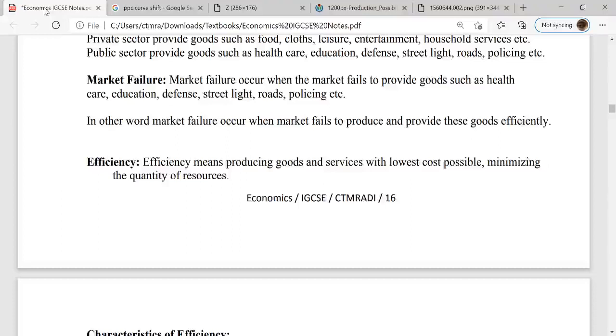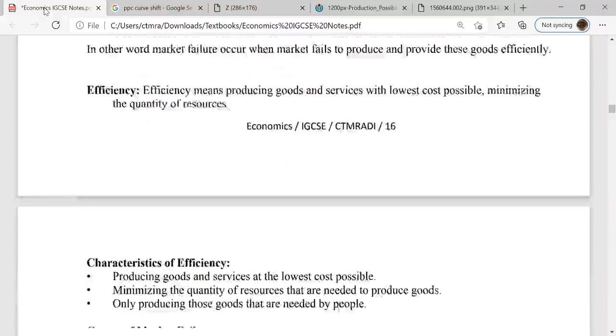But because of market failure, what happens? Inefficiency. That means the firms or the consumers or the other people in the society somehow have to pay more or less because of the market failure. The price is maybe not at the equilibrium. So this leads to inefficiency.